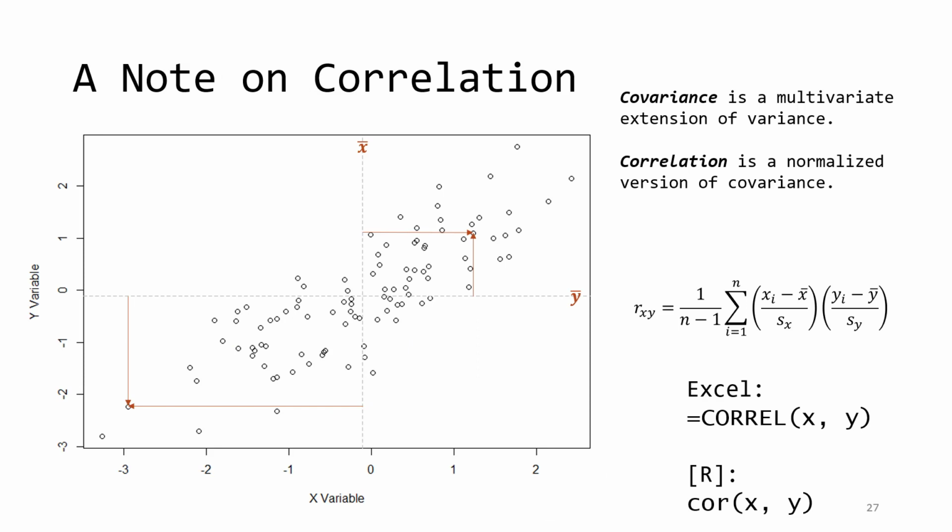We've used the term correlation a couple of times now, so it deserves a little more formal treatment. We'll see it in further detail during the multivariate analysis discussion. Correlation is a normalized version of covariance.